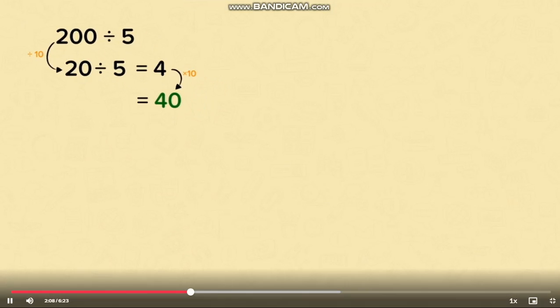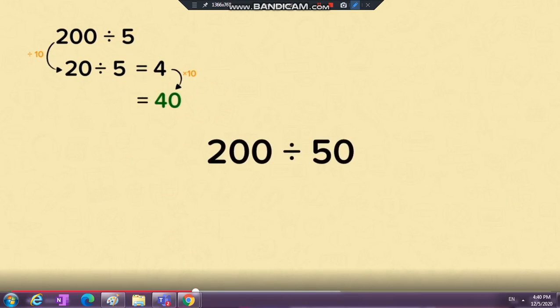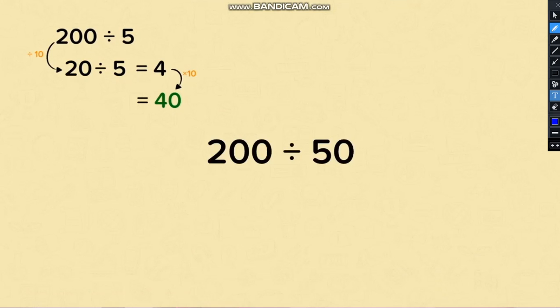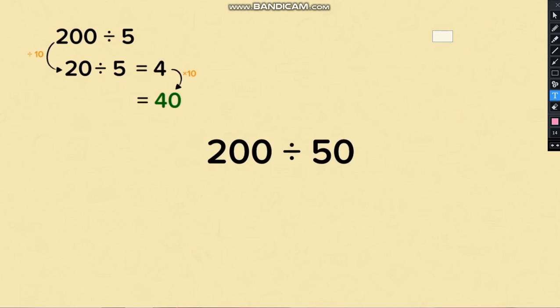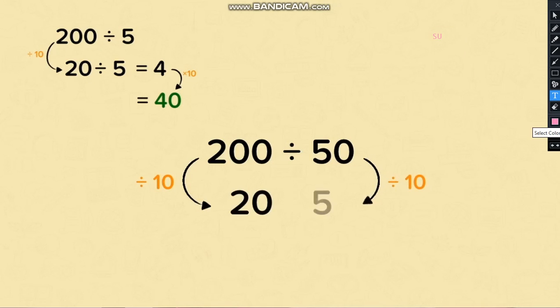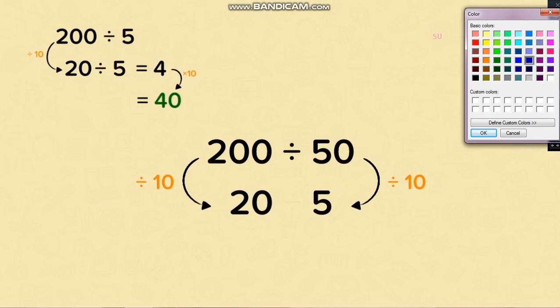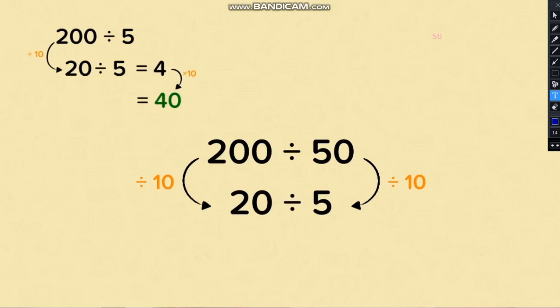Let's look at a slightly different example. In this case, instead of 200 divided by 5, we're going to do 200 divided by 50. When both the dividend and the divisor can be divided by the same number, in this case 10, we can divide both sides by the same number. So 200 divided by 10 is 20, and 50 divided by 10 is 5. So 200 divided by 50 becomes 20 divided by 5, which equals 4. In this case, as we have divided both the dividend and the divisor, we don't need to do anything else to the answer.